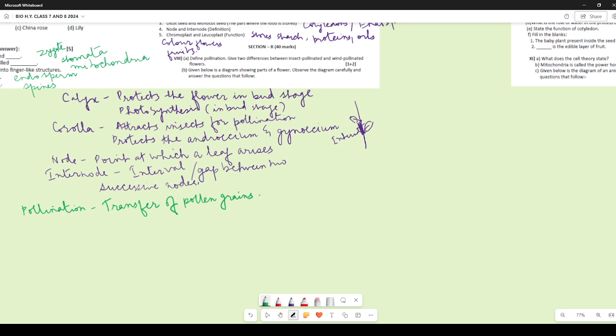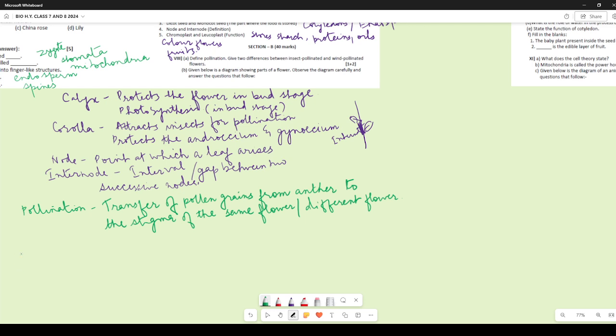Where are the pollen grains formed? From anther. They are formed in anther. So from anther to the stigma of the same flower or a different flower. Same flower or different flower, but they must be of the same kind, right? So that is pollination. How are the insect pollinated and wind pollinated flowers different from each other?